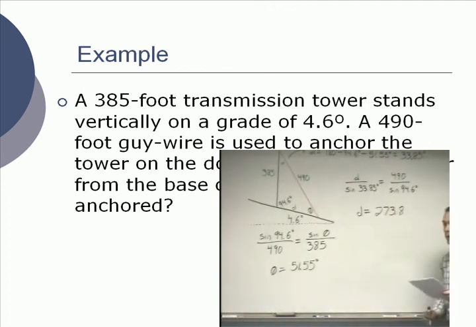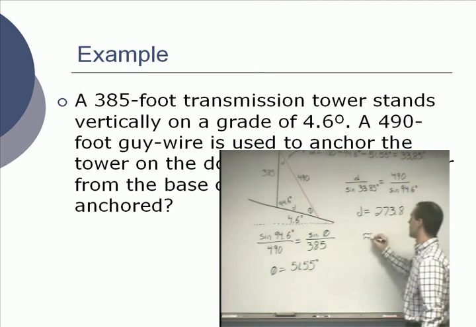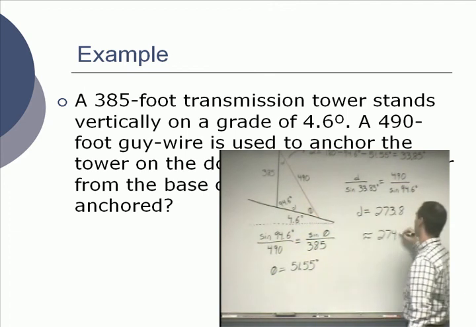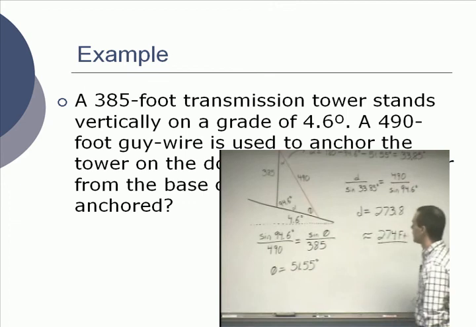about 273.8. Round it off to the nearest foot, like the other dimensions are given to the nearest foot, and we'd have to call it 274 feet long. That distance, it'll be anchored 274 feet down slope.